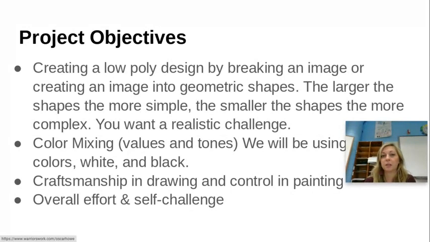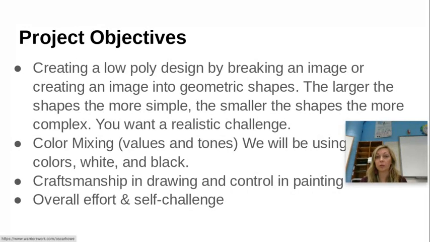You don't want things that are so tiny that you're not going to be able to paint them. But if your sections are too big, it's actually going to be hard to paint as well because your paint's going to dry before you finish a section. So you want somewhere in between. You don't want huge sections, but you don't want itty bitty little sections either. A realistic challenge.